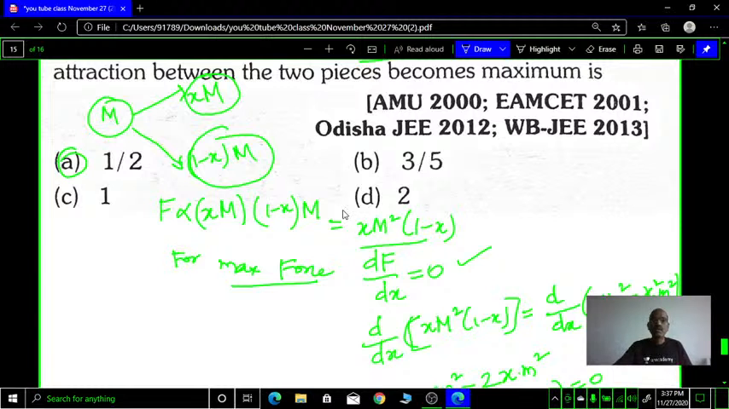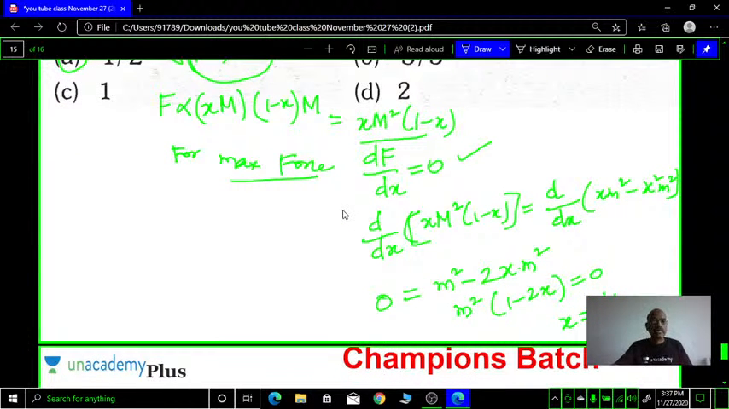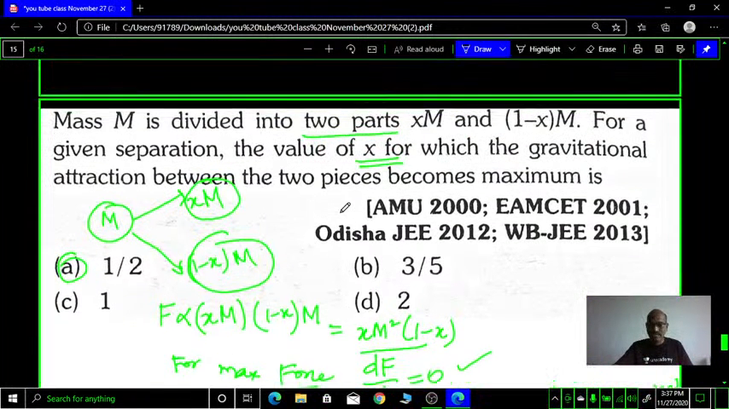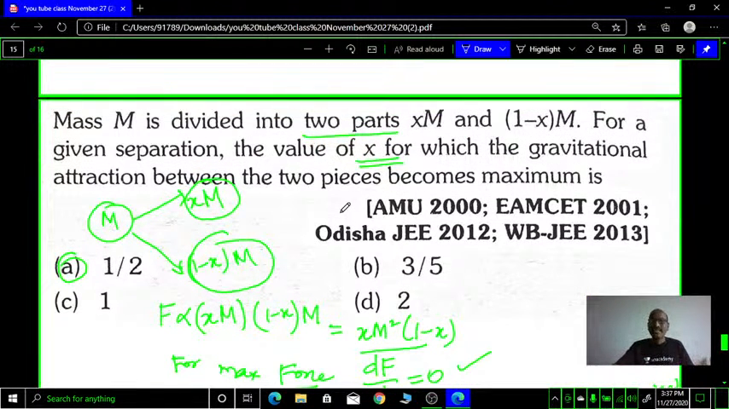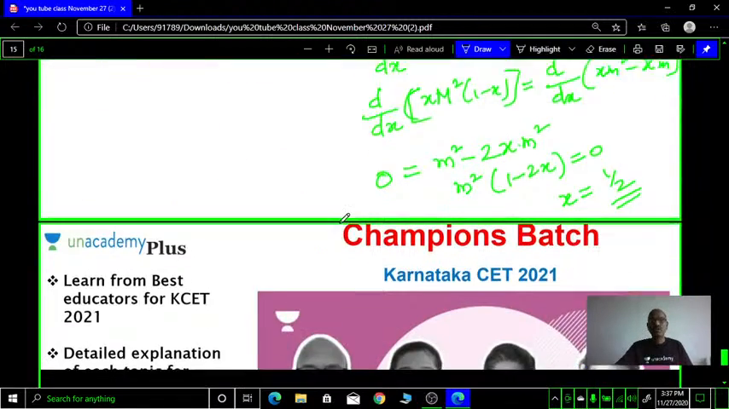So far we have discussed today the gravitation, mainly the relation between acceleration due to gravity and Kepler's laws.